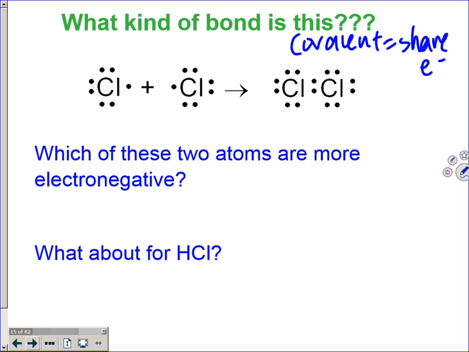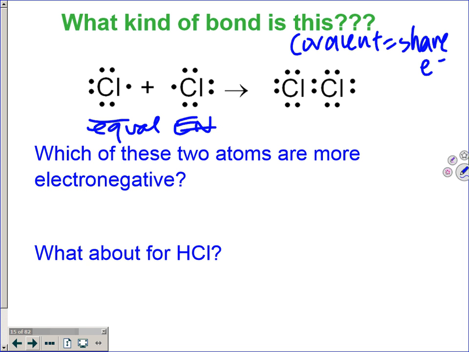All right, Jasmine. Told you I would come back to you. Who do you think is more electronegative, chlorine or chlorine? Say it again. Chlorine, right? They're both the same atom. Neither can be more electronegative, it's the same atom. So if they're the same atom, they're equal in their desire to share or attract electrons.